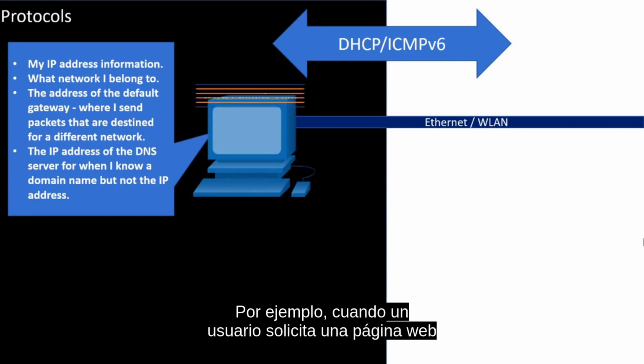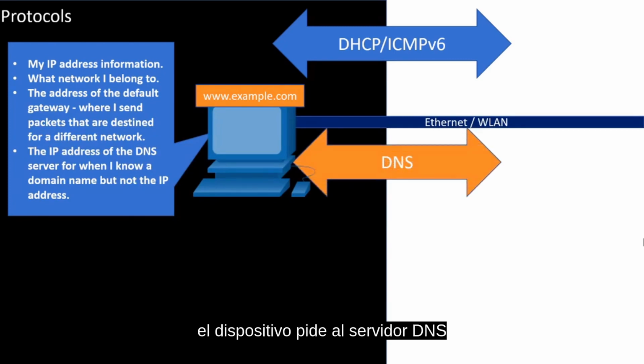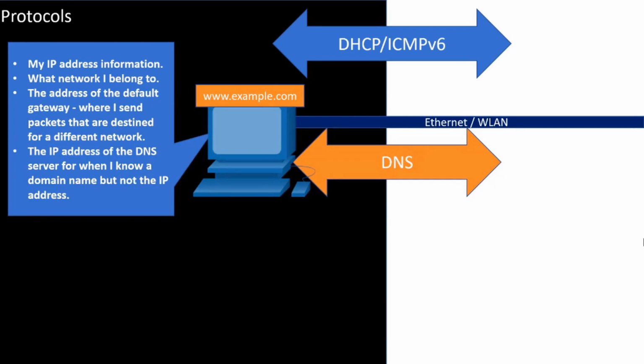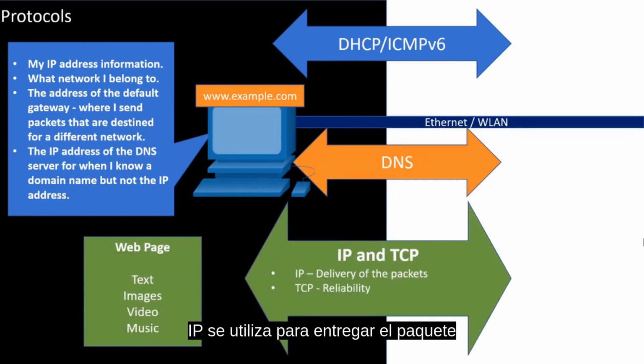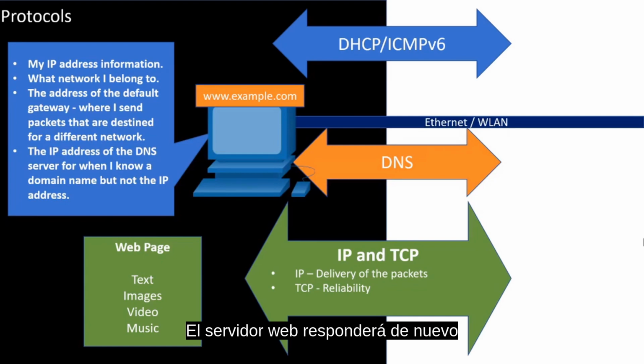For instance, when a user requests a web page from a web server, such as www.example.com, the device asks the DNS server for the IP address of the domain name www.example.com. IP is used to deliver the packet from the source of the information to its final destination, in this case the web server, similar to sending a letter. The web server will then respond back with the requested web page.